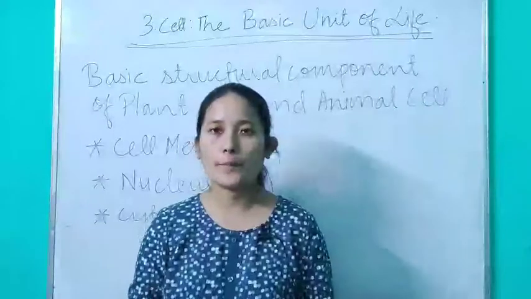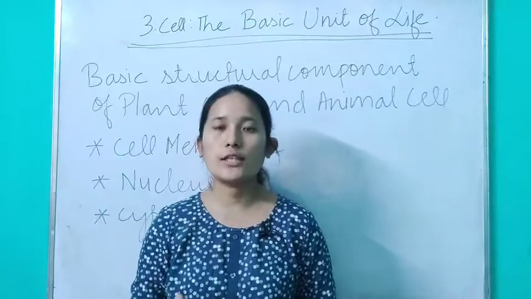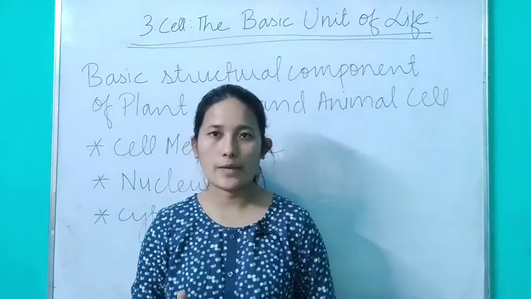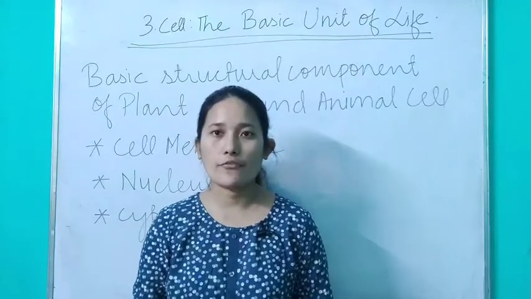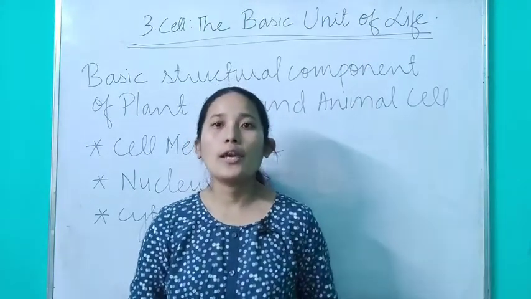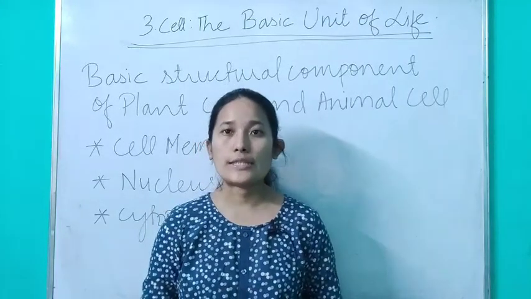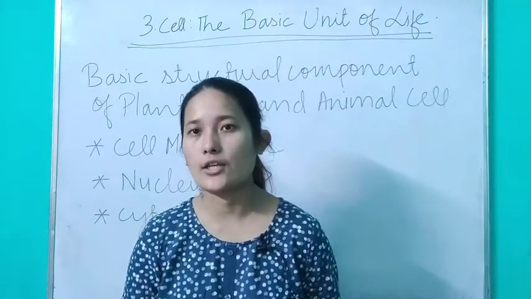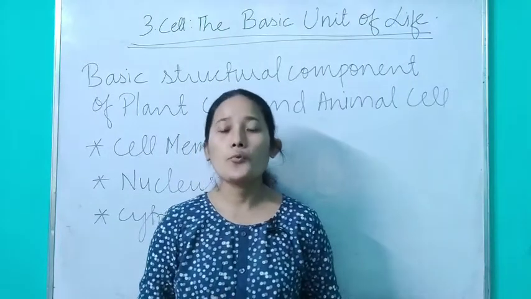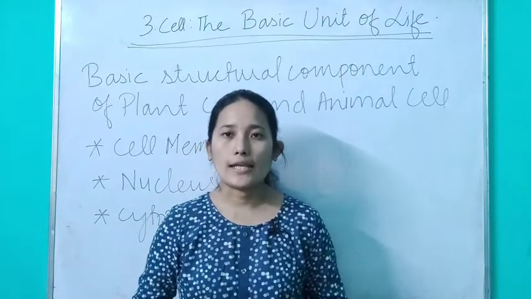So in our bio class, we have been discussing chapter 3, that is Cell, the Basic Unit of Life. We have already done an introductory class on this chapter. We have already understood what a cell is, why it is termed the structural and functional unit of life, how cell size varies, how we are able to see a cell, what instruments are used, and who were the scientists behind its discovery. Today we will be discussing the structural parts of plant cell and animal cell.